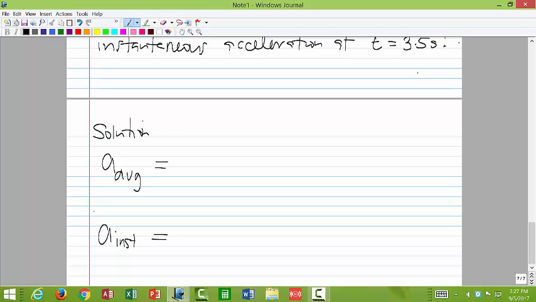What is average acceleration? 7. Okay. And instantaneous? 7. Very good. And that's because what I gave you is a line. So A average is equal to change in velocity with respect to change in time.